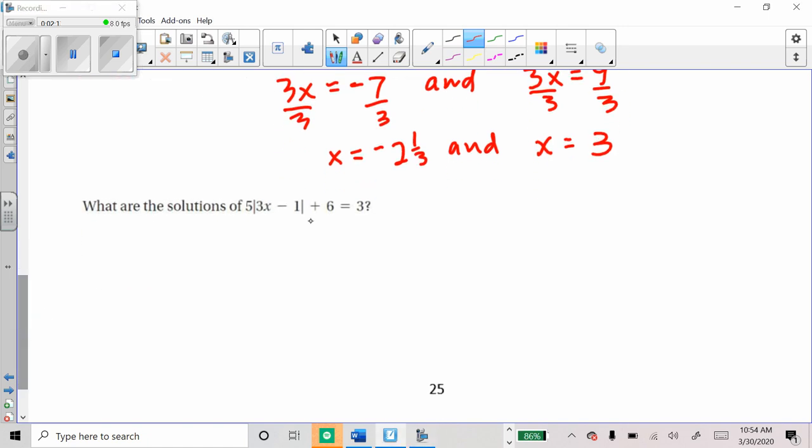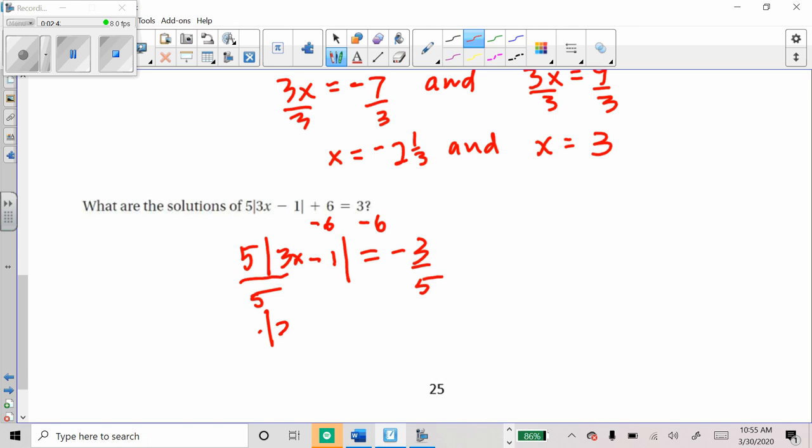And this last one, we have a little bit of junk to get rid of outside the parentheses. Let's get rid of that +6 by subtracting 6 from both sides. That leaves us with 5 times the absolute value of 3x minus 1 equals -3. And if we divide by 5, we get the absolute value of 3x minus 1 equals -0.6. Now, remember that no matter what this is, the absolute value is going to make it positive. So this is an impossible situation. You could never get -0.6. So we're going to say there's no solution on this one.